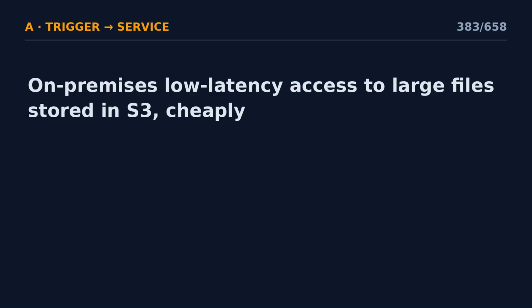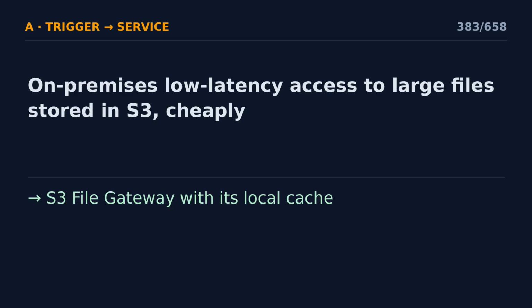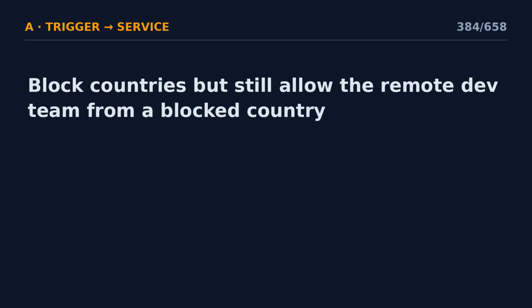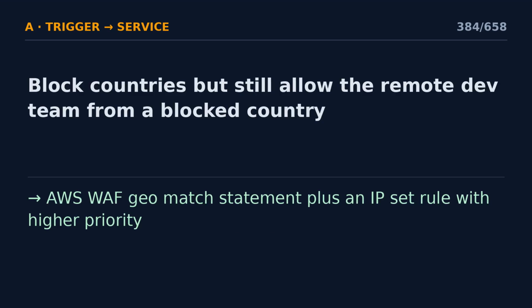On-premises low-latency access to large files stored in S3 cheaply. Answer: S3 File Gateway with its local cache. Block countries, but still allow the remote dev team from a blocked country. Answer: AWS WAF geo match statement plus an IP set rule with higher priority.